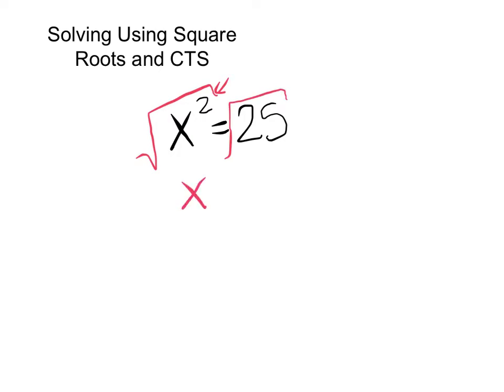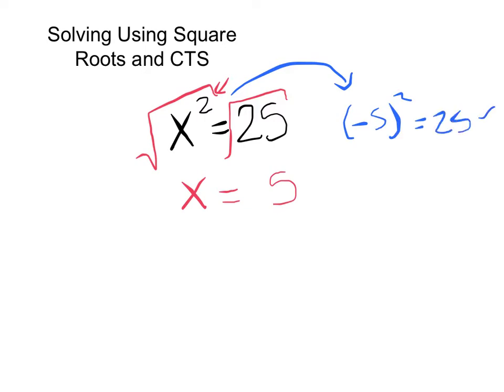So we get x equals, now here's where it gets a little bit tricky. x equals 5. But x could also equal negative 5, because think about it. If I had negative 5 squared, would that equal 25? It would. So whenever we take the square root of both sides, we have to remember that it is plus or minus whatever that square root is. So x has two answers.